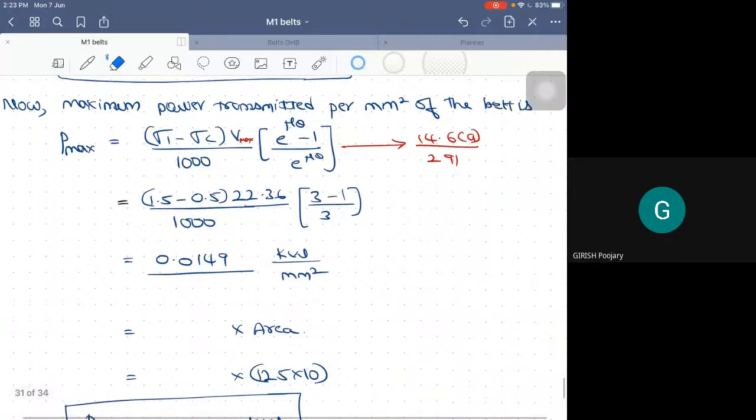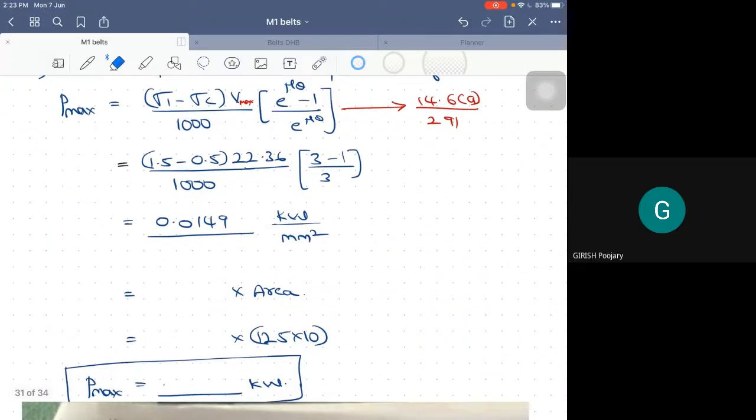So the area of the belt is nothing but 125 cross 10. So 0.0149 cross 125 cross 10. So what is the maximum power? 18.62. So 18.62 is the maximum power that can be transmitted.